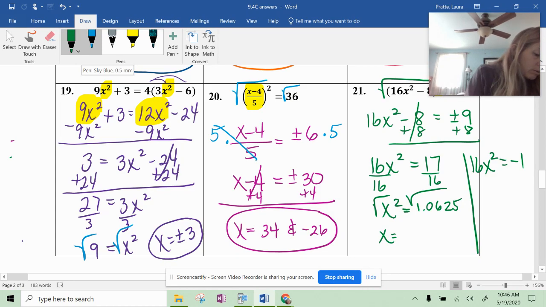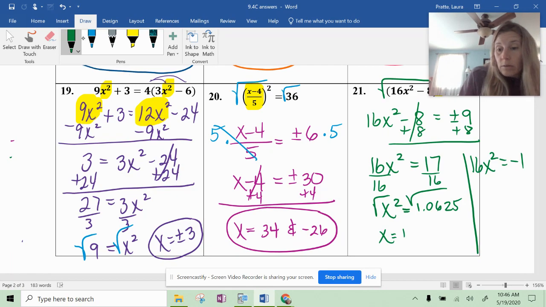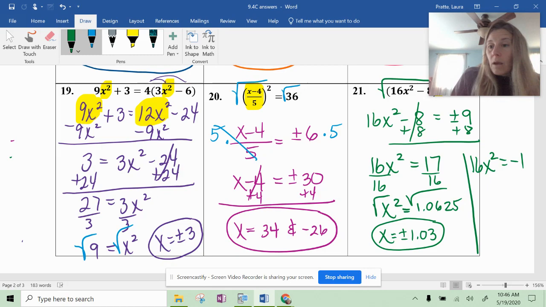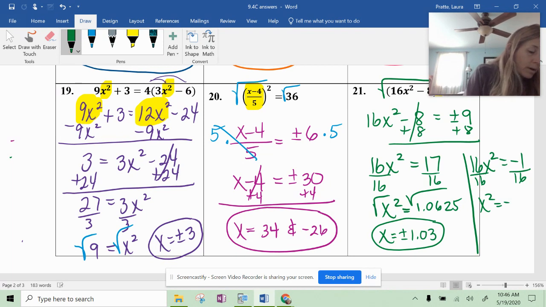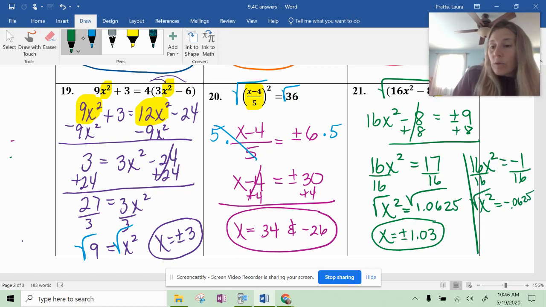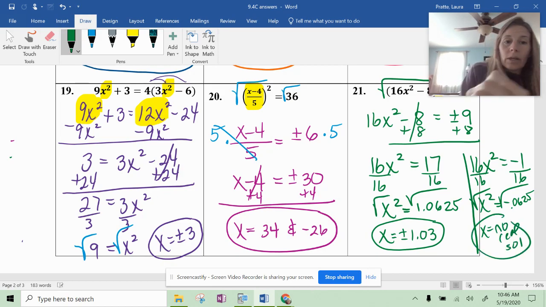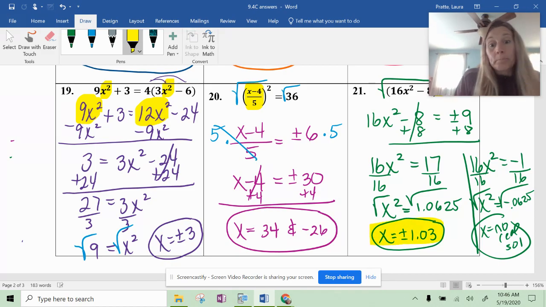So square root of 1.0625 is 1.03, so positive or negative 1.03. And then over here, you get x squared equals negative 1 divided by 16, which is negative 0.0625. But when you square root those, it's not going to matter because you're going to get no real solution on those. So really, the only answers you're worried about are these two here.